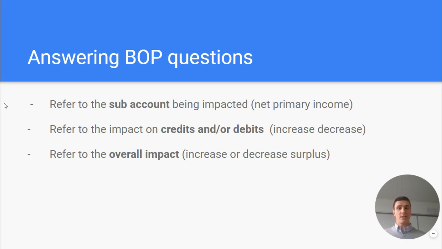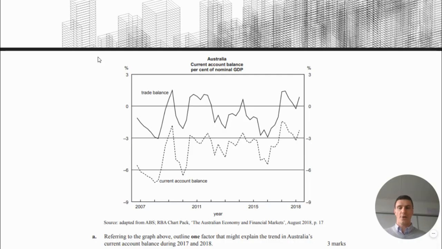Is there an increase or decrease in credits, or is there an increase and decrease in debits? And then the overall impact. So what happens to the current account surplus? Does it increase or decrease? Because remember, we do have a current account surplus at the moment. So you should always be referring to that.